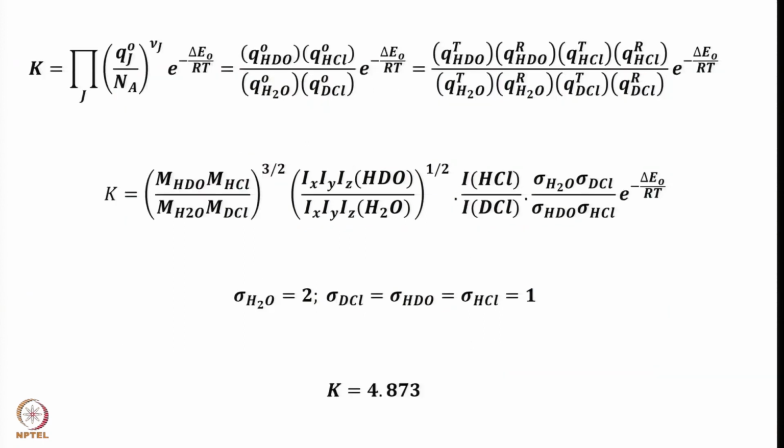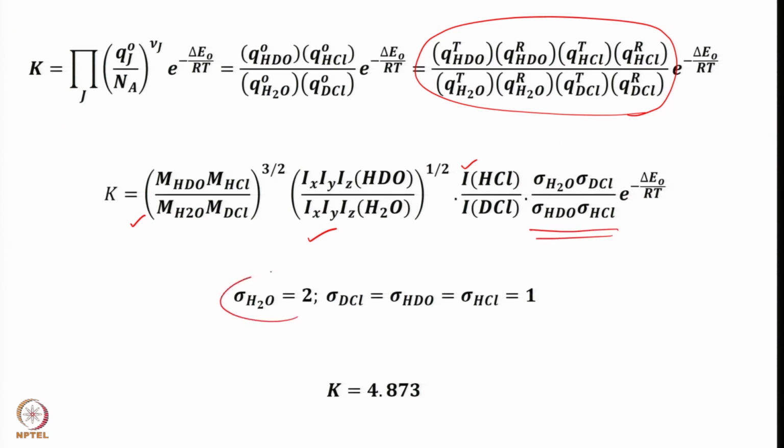K, which was the ratio of all these molecular partition functions, for the translational contribution we have expressed as the ratio of the molar masses. Then we have also expressed it for nonlinear molecules in terms of the ratio of Ix, Iy, Iz. For linear molecules also we have discussed the moments of inertia ratio, and more importantly their symmetry numbers, which make a difference. For water it is 2.